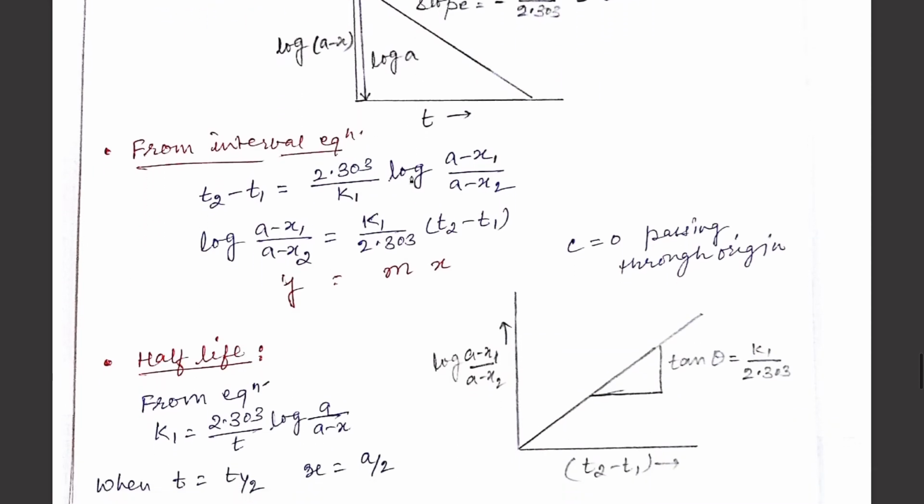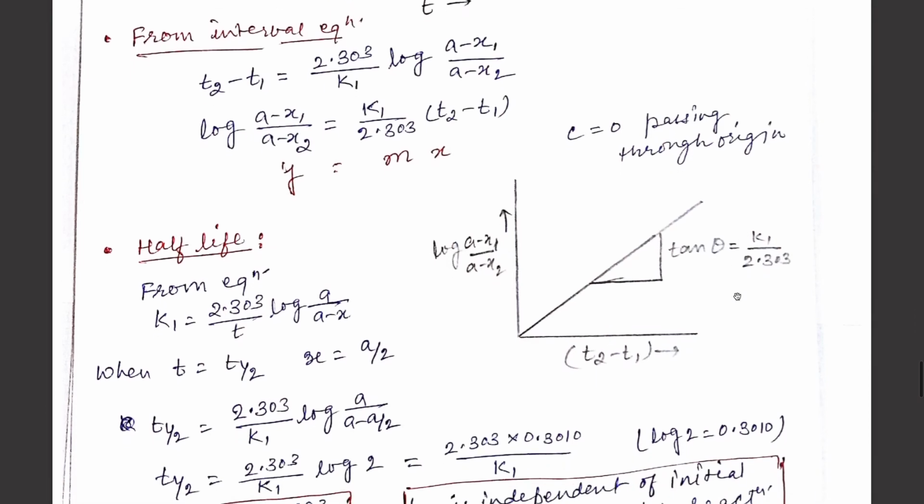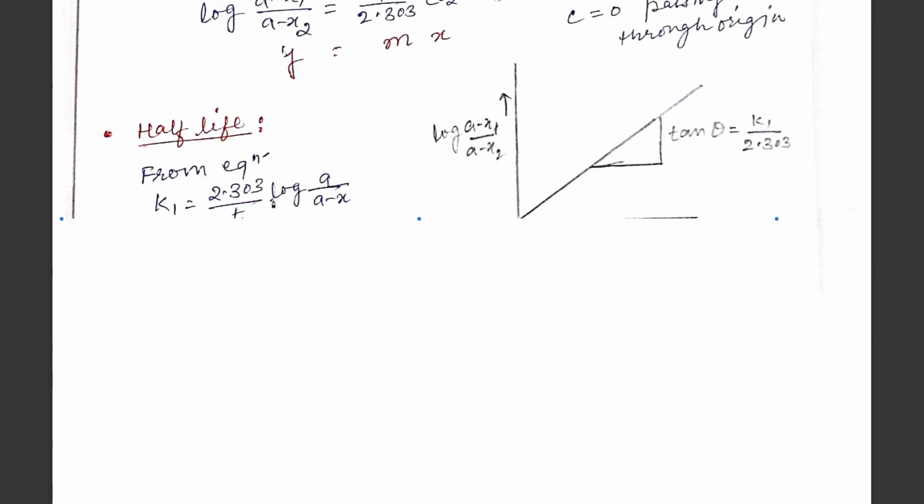Now the graphical representation from the interval equation. Again, make the equation for log (A minus X1) upon (A minus X2). This is our y coordinate, this is our m, and T2 minus T1 is our x. Again we get a straight line passing through the origin, and tan theta is the same as we have discussed previously, K1 upon 2.303.